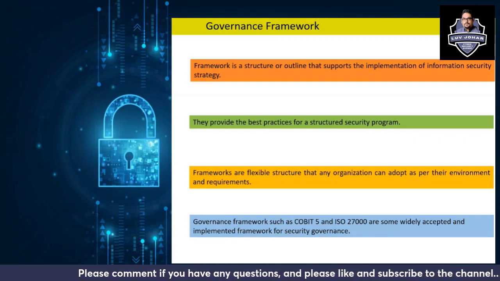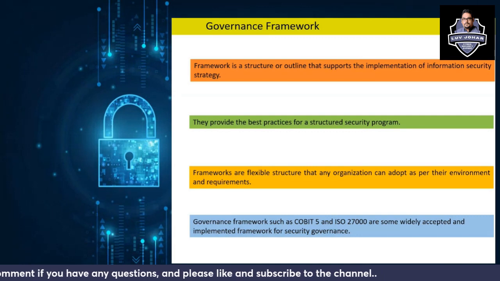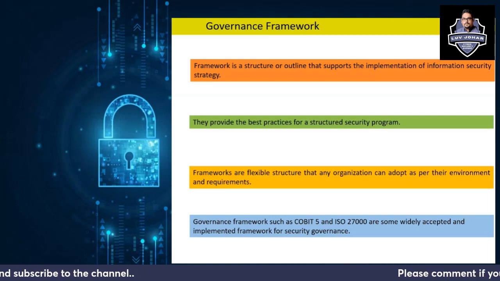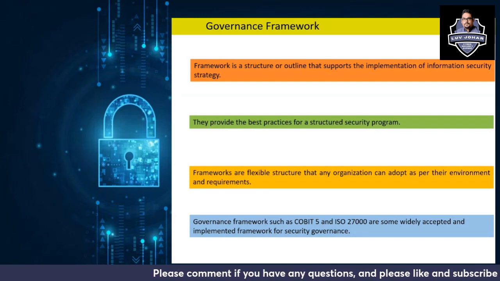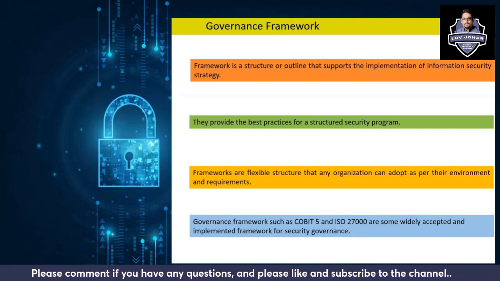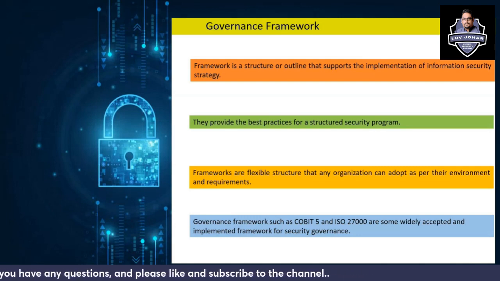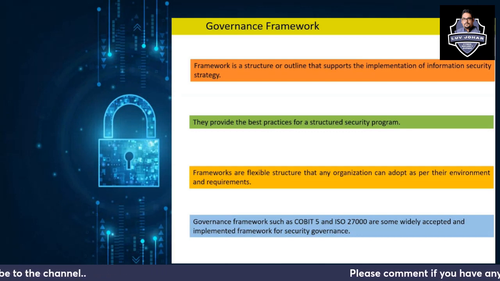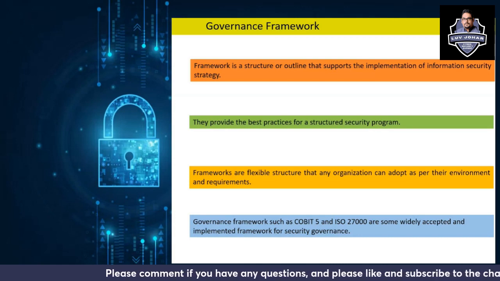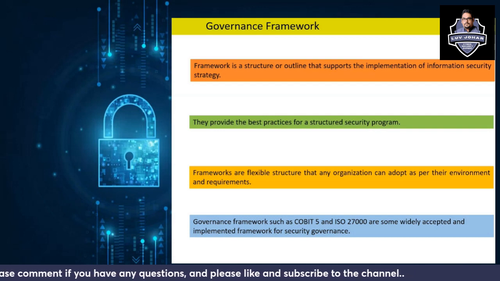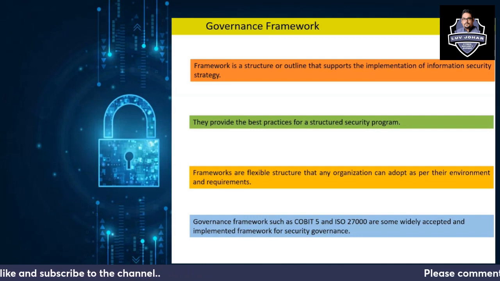These are flexible. You can adapt them, you can tailor them as per your requirements. Governance frameworks such as COBIT and ISO 27000 are widely accepted and implemented frameworks for security governance. On my channel, you can see there are more than 200 videos on ISO 27001 implementation and auditing. If you want to implement ISO 27001, I would highly encourage you to watch videos on my channel. ISO 27001 is a great starting point for implementation of any governance framework for an organization that is starting to implement the information security strategy.